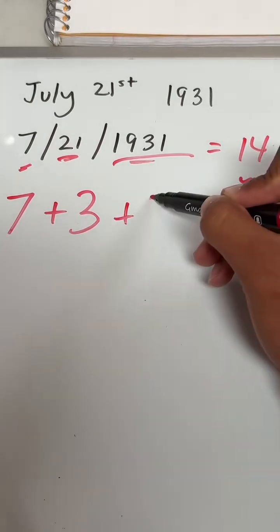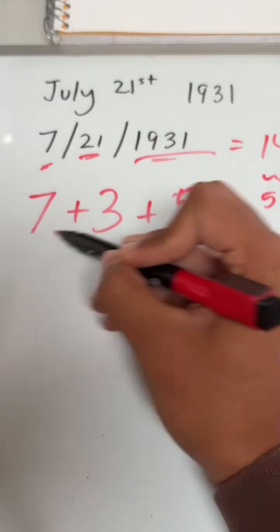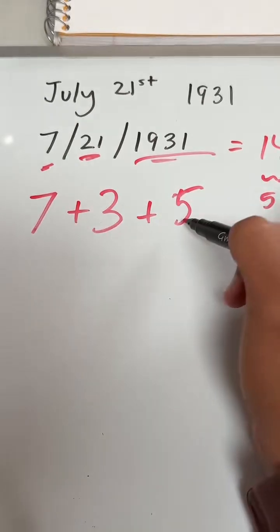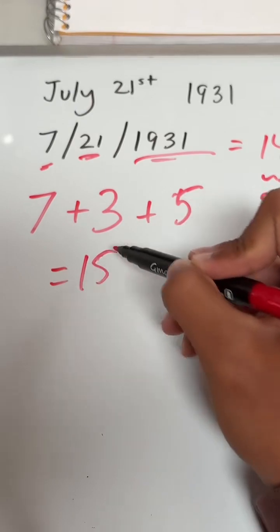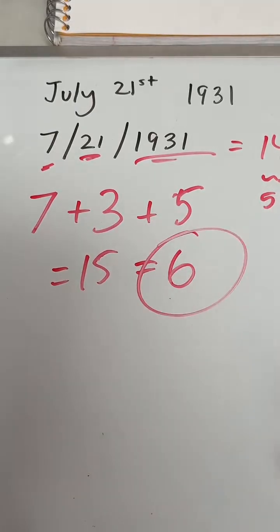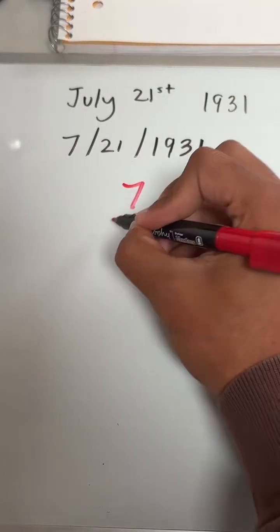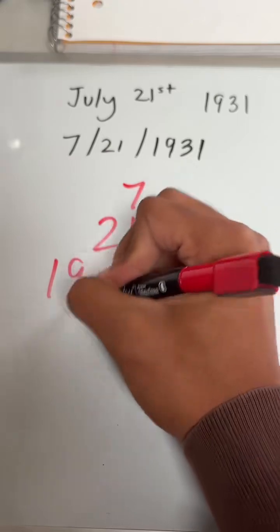So you do 7 plus 3 plus 5, okay? And then from there, you have 7 plus 3 is 10, plus 5 is 15. And 15 equals 6. Once again, life path 6. This last one is more arithmetic based, and I'll show it to you right here. So 7, 21, 19, 31.